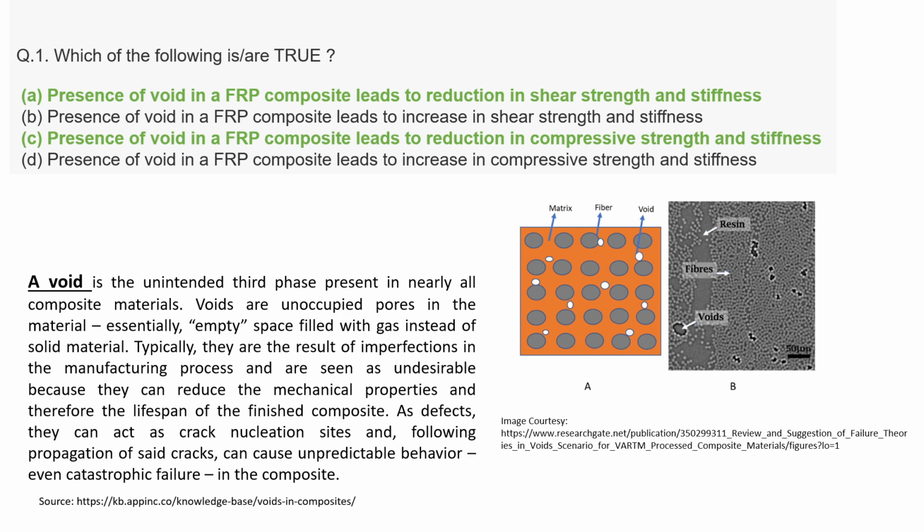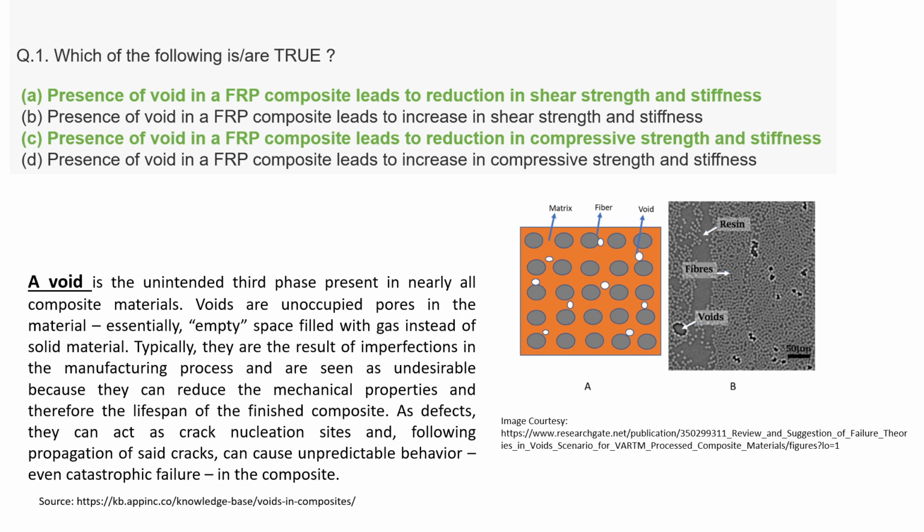So here we are talking about void. So let's see what is a void. Void is the unintended third phase present in nearly all composite materials. Voids are unoccupied pores in the material, essentially empty space filled with gas instead of solid material. Typically, they are the result of imperfections in the manufacturing process and are seen as undesirable because they can reduce the mechanical properties and therefore the lifespan of the finished composite.